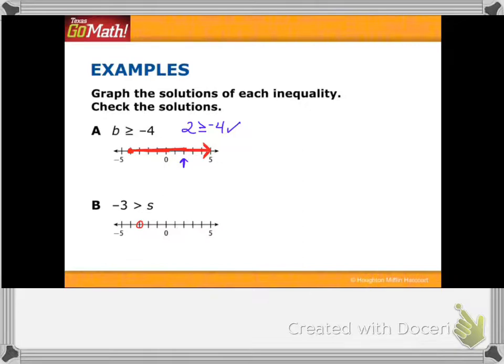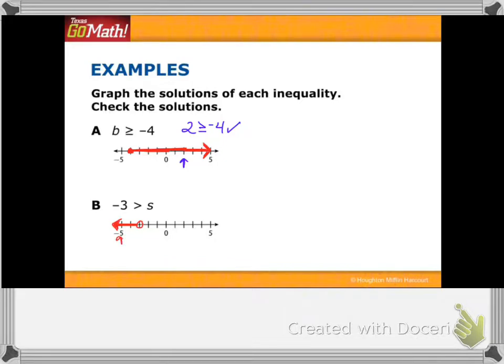-3 is greater than S. So that means this number where I put that point is larger than anything that I need to shade. So I'm actually going to shade to the left, and I'm going to put my little arrowhead there because it goes on and on forever. Because -3 is an amount that's greater than S, I know that S is going to be anything that is less than -3.